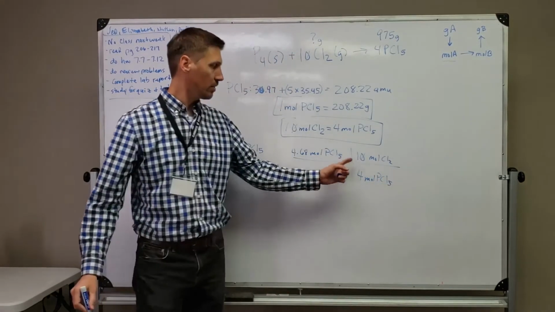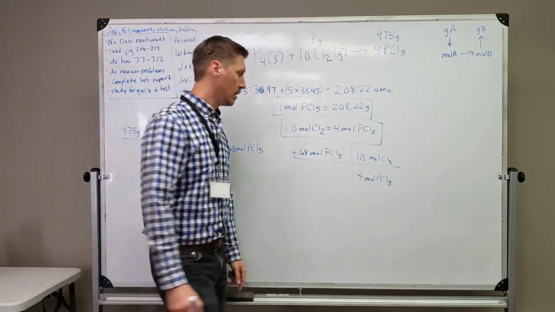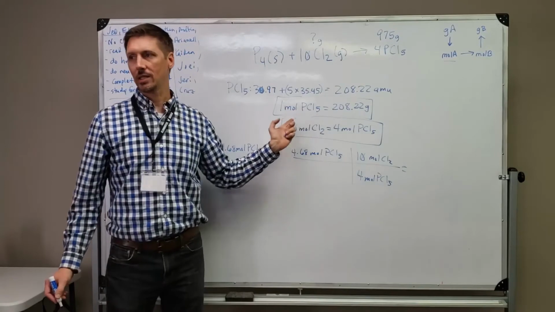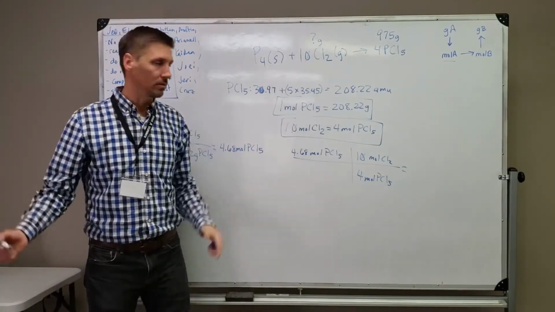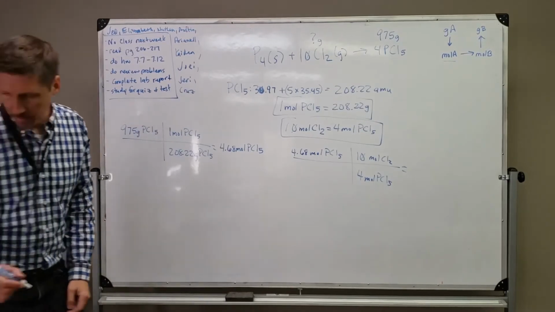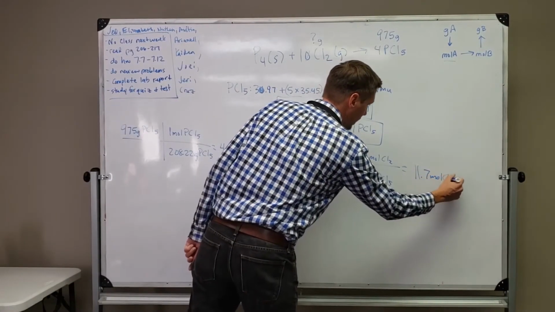This is why you could simplify it, because 10 over 4 is the same as 5 over 2, right? But I wouldn't fool with doing that when I'm writing these down. I would just copy it down directly so you don't get confused somewhere. And so that's going to turn out to be 11.77 moles of Cl2.